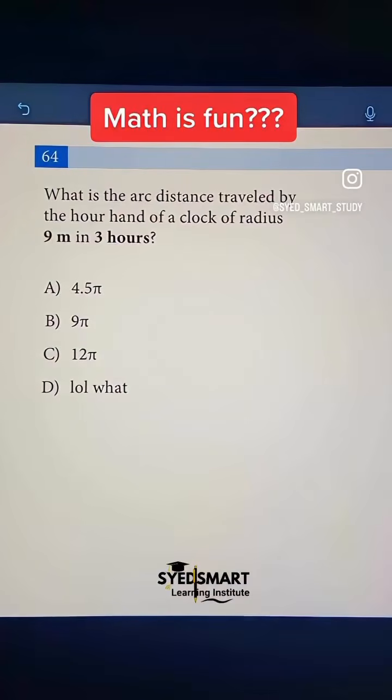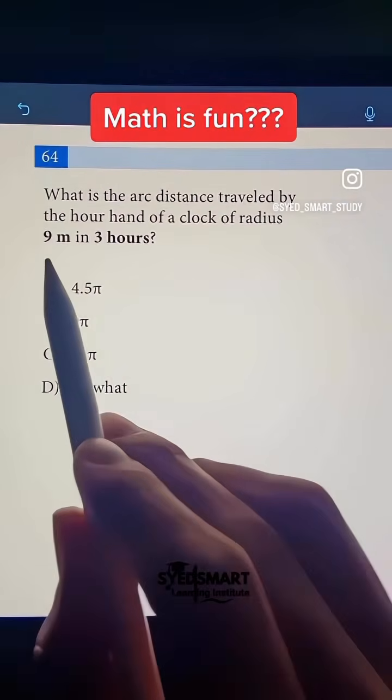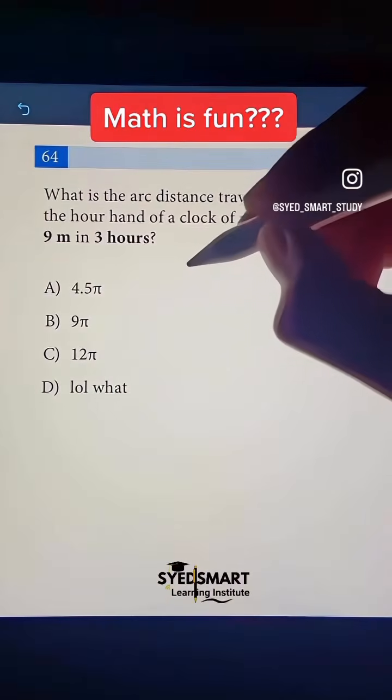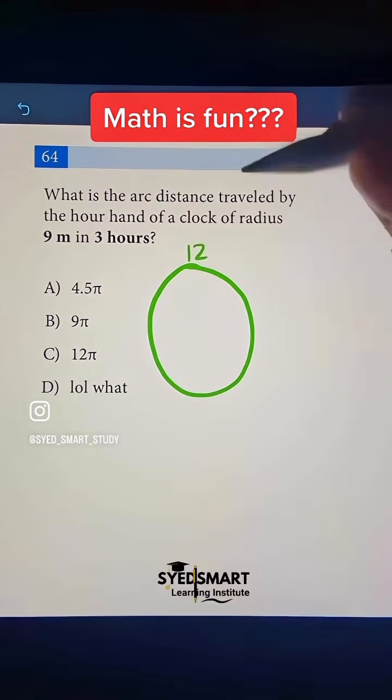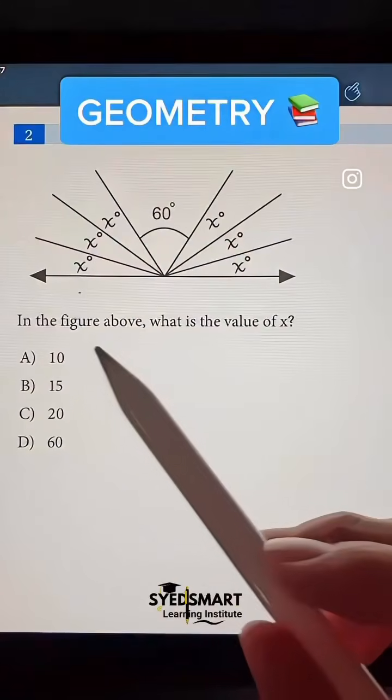Alright, so this one's actually a really fun one. It says, what is the arc distance traveled by the hour hand of a clock of radius of 9 meters in 3 hours? So let's go ahead and just draw a clock. We have 12, 3, 6, and 9 over here. In the figure above, what is the value of x?